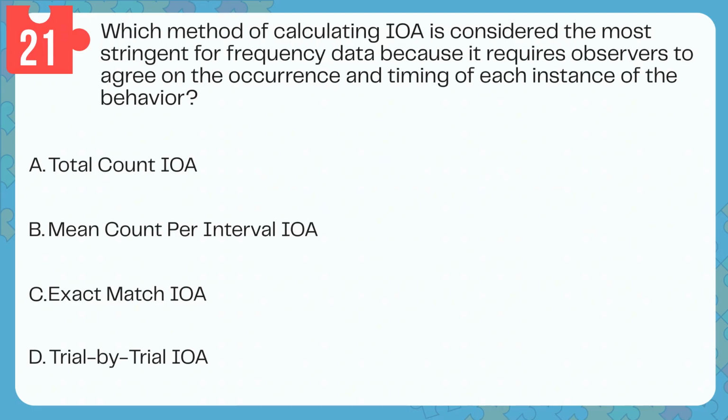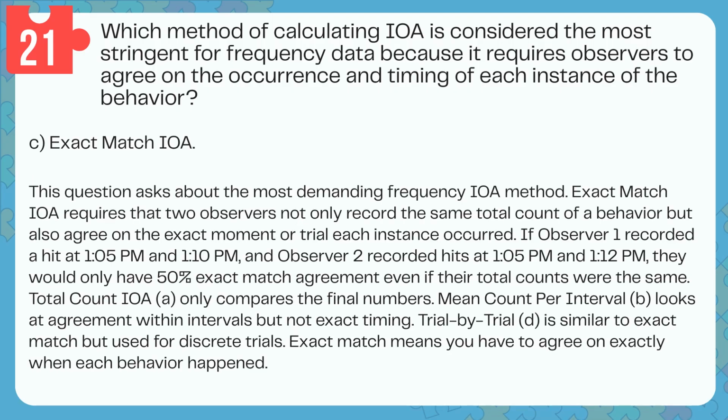Question 21. Which method of calculating IOA is considered the most stringent for frequency data because it requires observers to agree on the occurrence and timing of each instance of the behavior? A. Total count IOA. B. Mean count per interval IOA. C. Exact match IOA. D. Trial by trial IOA. Answer C. Exact match IOA.